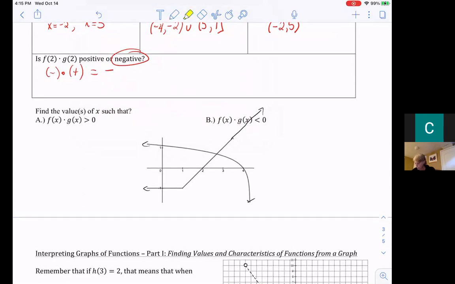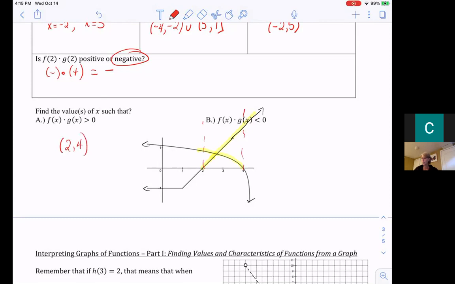Basically, that graph is above the x-axis there. And this graph is above there. So it's really the interval from 2 to 4. If you look at that, that's the interval where I'm going to have positive values.